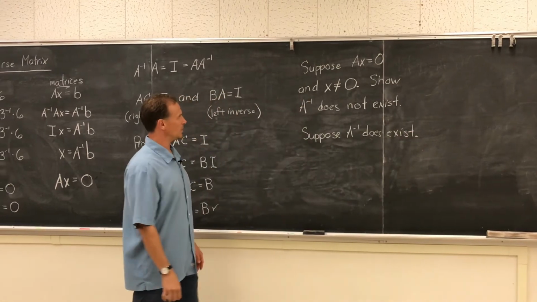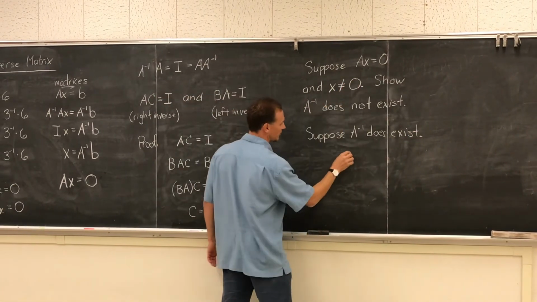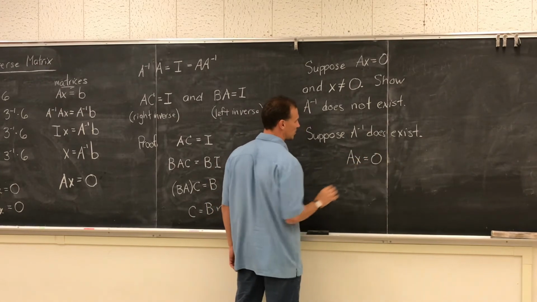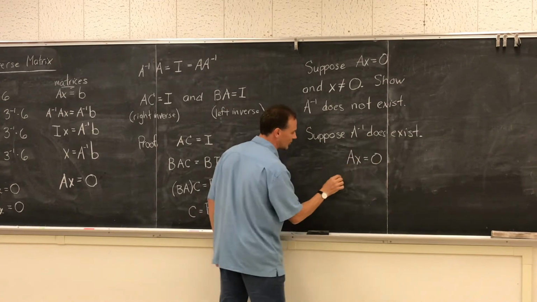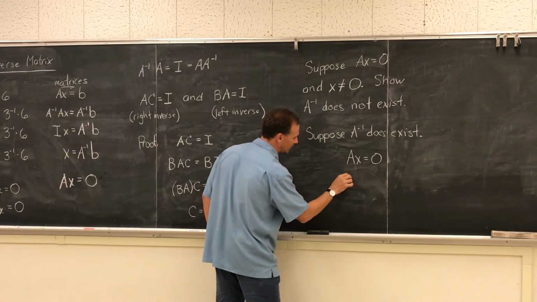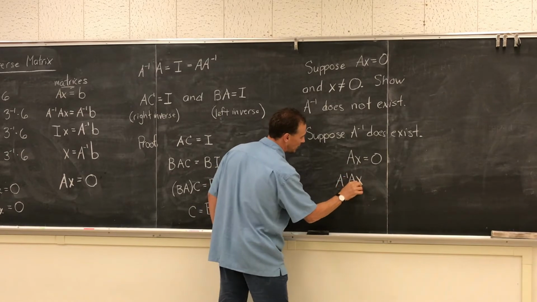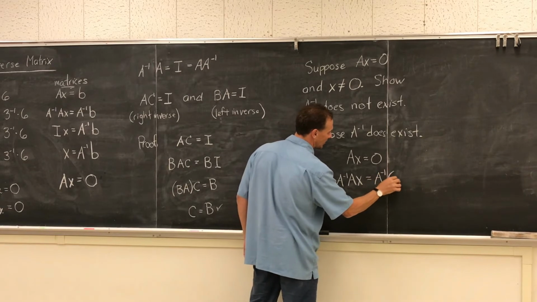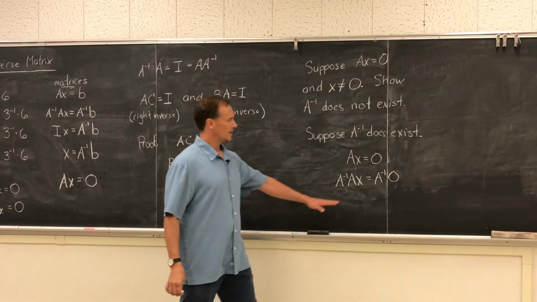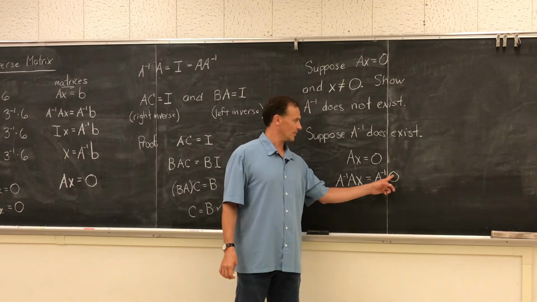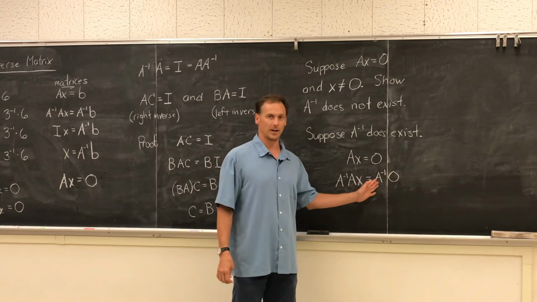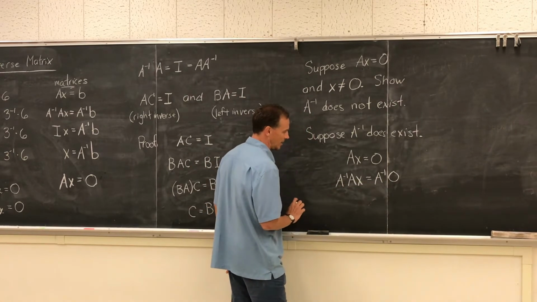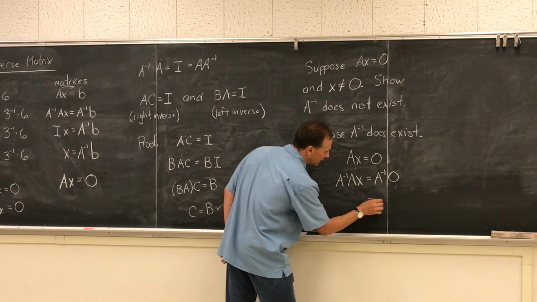Okay, well, what would we do? Well, let's take a look up here. So I have this problem that A times X equals 0. Suppose A inverse exists. Okay, let's multiply. A inverse A times X equals A inverse times 0. Now, this is just a matrix or a vector full of zeros. Multiply it by a matrix. Clearly, this is going to be 0 on the right-hand side. So, what do I get? So on the right-hand side, I get 0.